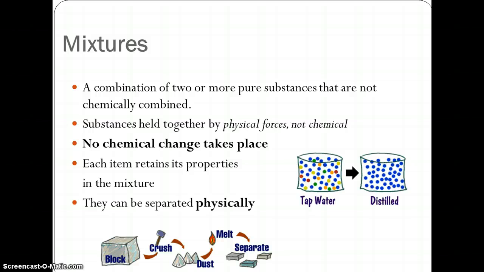For example, if I have salt water, you can taste the water piece and you can taste the salt. You can taste the two different pieces there. And then they can be separated physically. Down here I have examples of separating them physically. For example, if I had a block of something, I could crush it and make it into dust. I could melt it, and then I could make separate pieces. Basically I can just separate them without having to do it chemically.